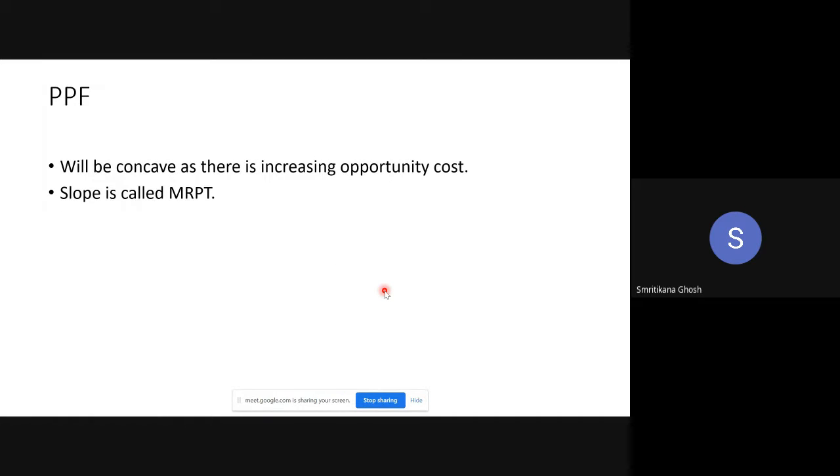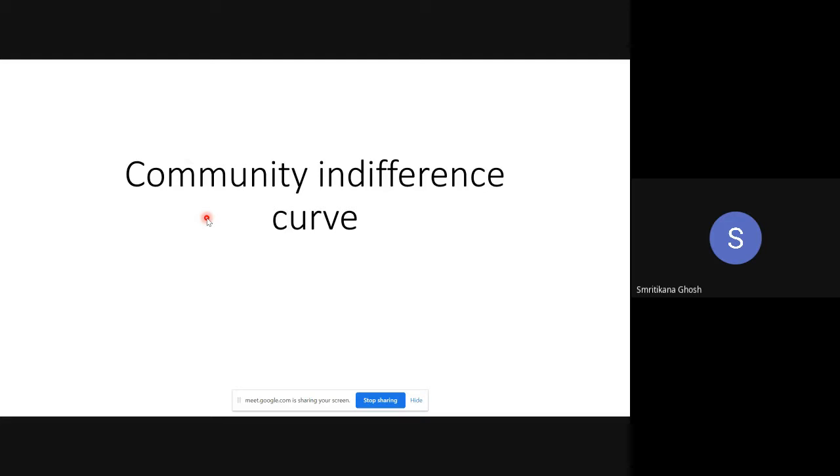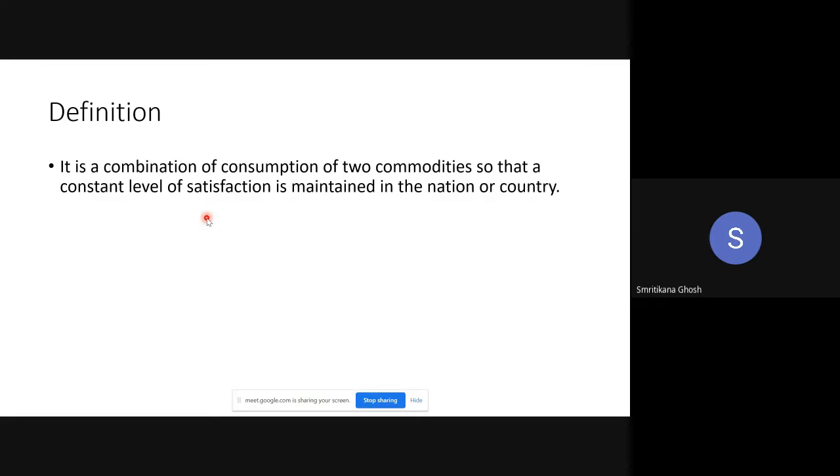Okay, so PPF is concave, so the slope is called MRPT. We know that, so again we are using our known concepts. Now the community indifference curve is something new for us, because we never discussed the social indifference curve. So what is the community indifference curve? It is the combination of consumption of two commodities so that a constant level of satisfaction is maintained in the nation or country. This is the only difference. Other things are the same as the individual indifference curve, but it is with respect to the nation.